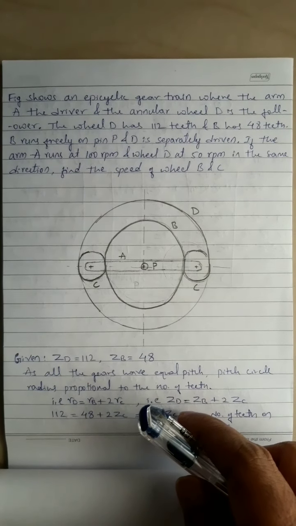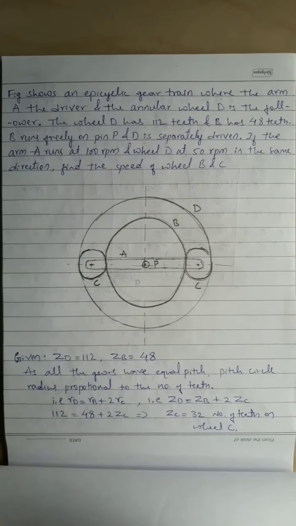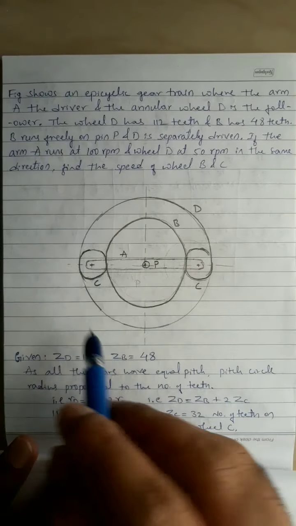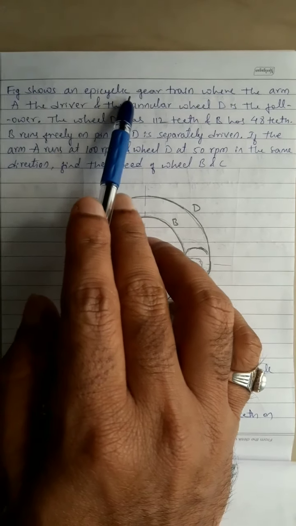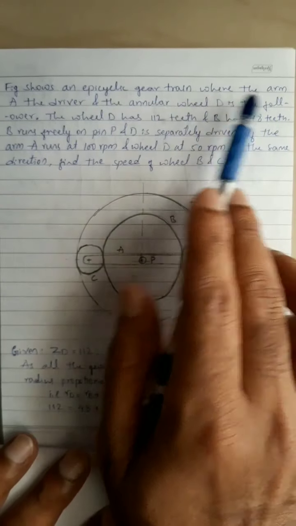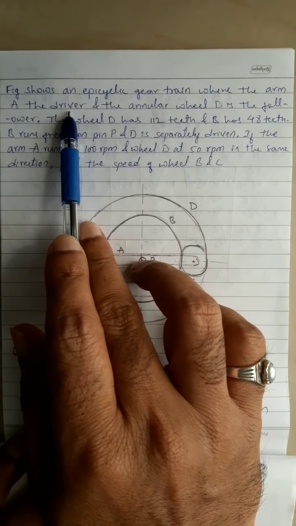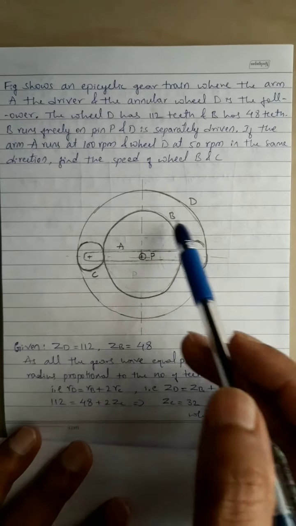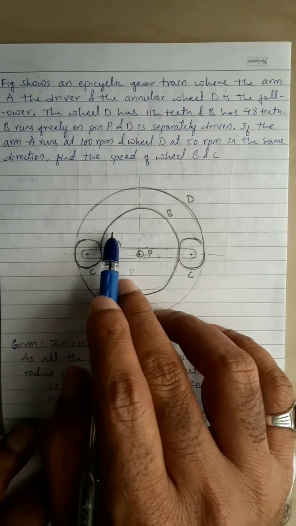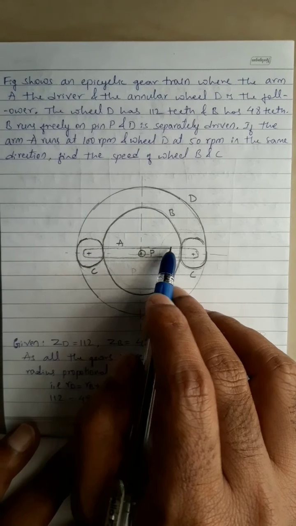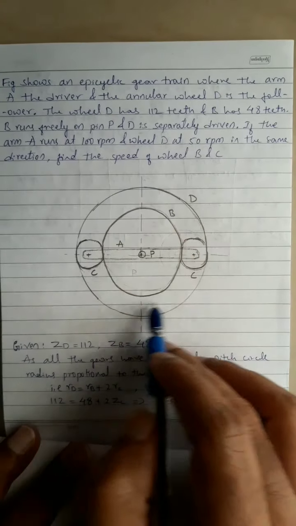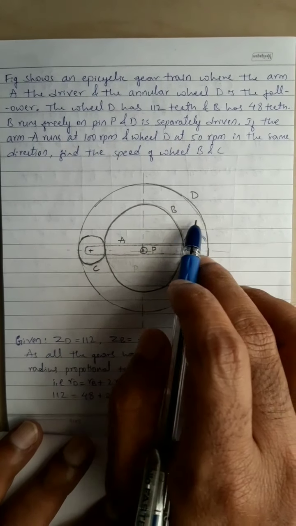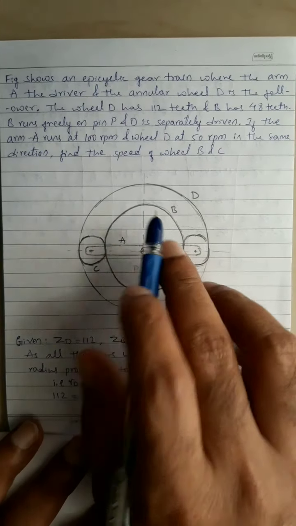Today, let us start with the first problem on epicyclic gear train. So here we have the question. Figure shows an epicyclic gear train where the arm A is the driver and the annular wheel D is the follower. So this is the figure what they have given. So here we have an arm A and the annular wheel D, and A is the driver and the annular wheel D is the follower.